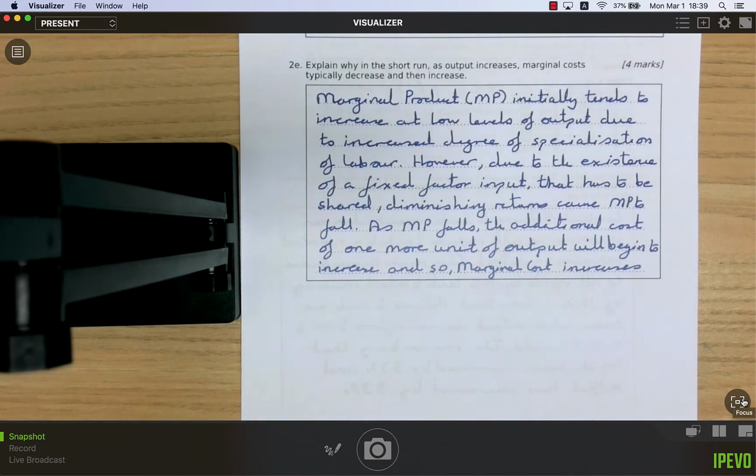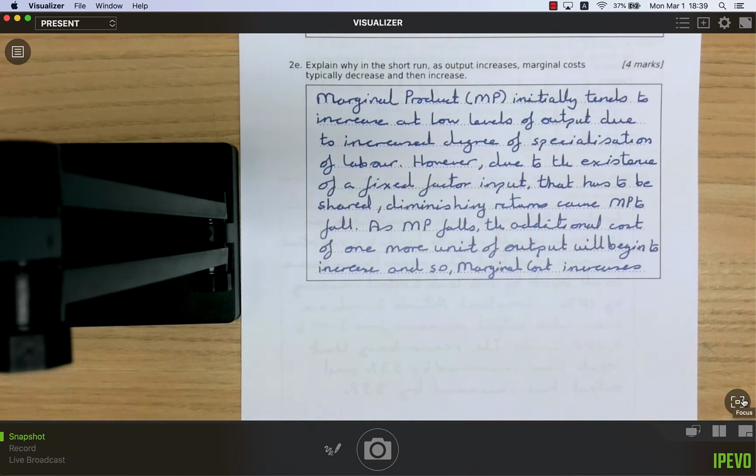So at low levels of output, marginal product tends to rise because of an increased degree of specialization of labor. However, due to the existence of a fixed factor input. Now, so let's say they're all using these 3 machines.